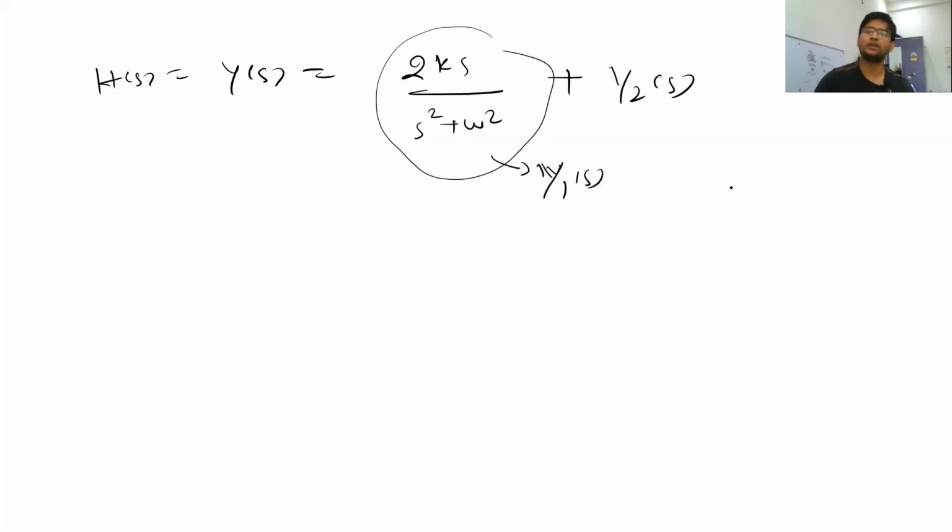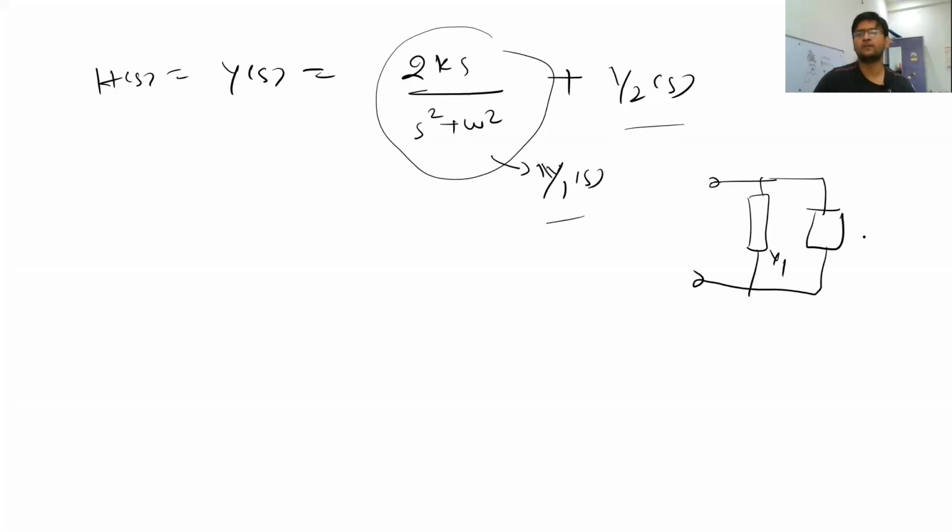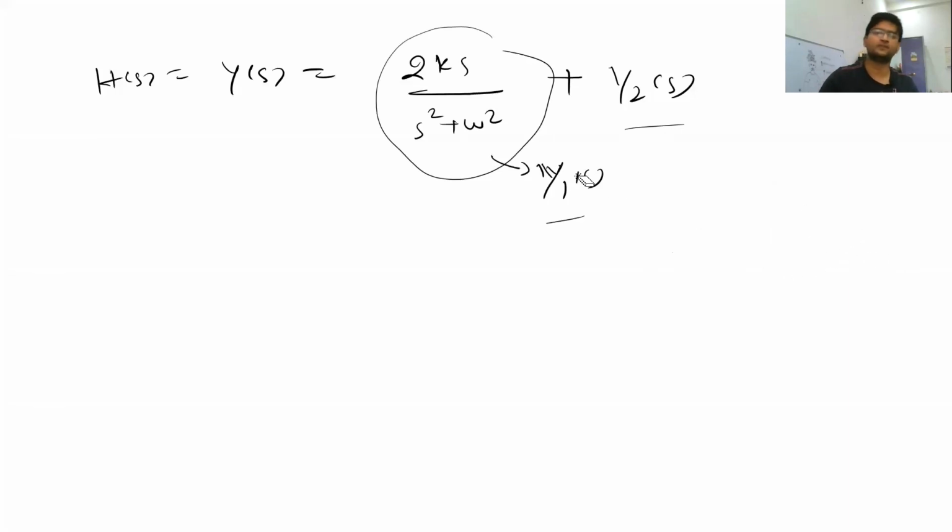y1s, and I had already told you that if two admittances are being added, then they will represent parallel combination of these two. So this one will be your y1, this one will be your y2s, and this whole thing will be your y. So even though these are in parallel combination, let us see what combination we get for y1s. So let me write it here.